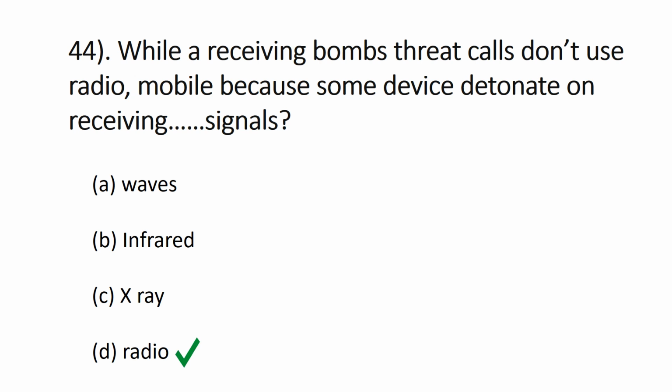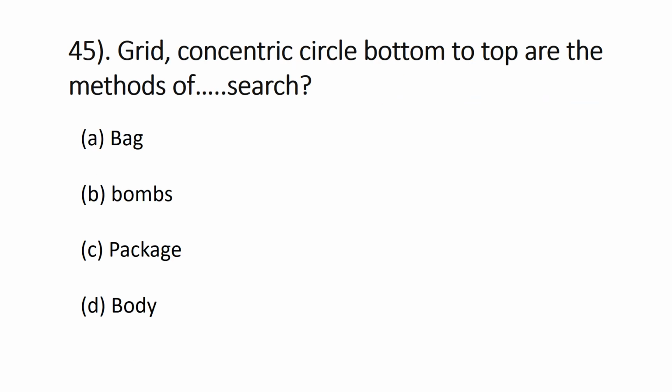Question number 45. Grid, concentric circle, bottom to top are the methods of search. A. Bag, B. Bomb, C. Package, and D. Body. The correct answer is bomb search, because grid, concentric, and bottom to top are the bomb search methods. B is the correct answer.